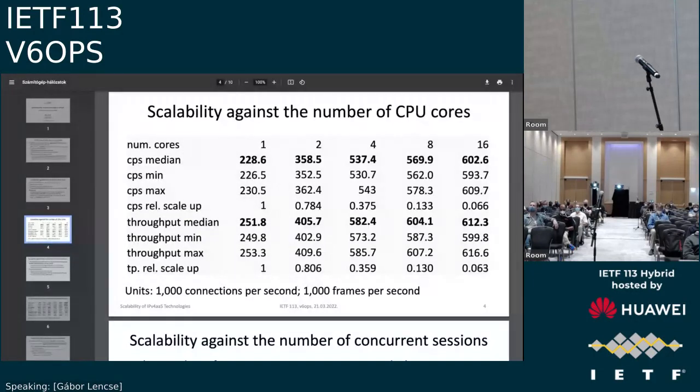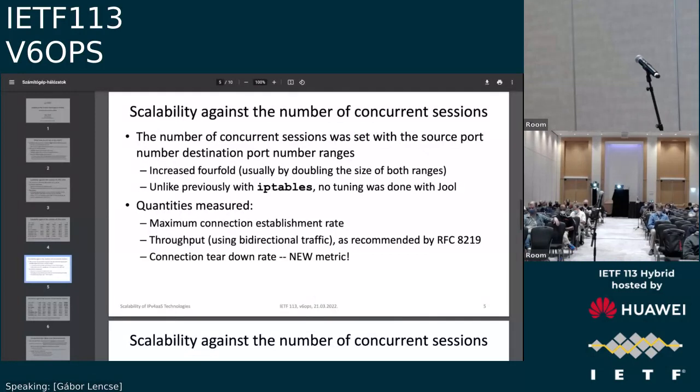And also you can see throughput is very similar. It scales up somewhat to 4 cores, but after that, it doesn't scale up well. Will you go to the next slide, please?